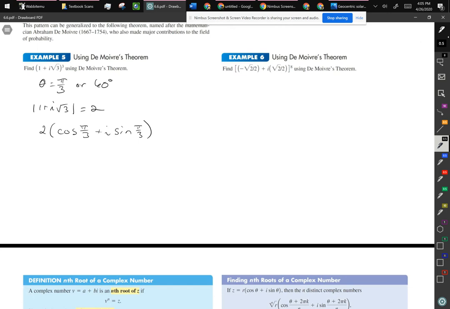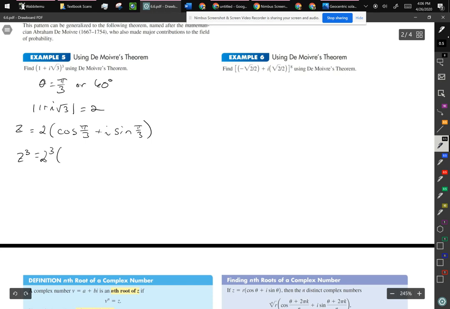And if I want to raise this to the third, so this is z1. If I want z to the third, actually I don't need the 1 because there's only one single complex number here. So z to the third would be, take your radii and it'd be 2 times 2 times 2. So that's 2 to the third. And then it would be pi over 3 plus pi over 3 plus pi over 3. So that'd be cosine of 3 pi over 3 plus i sine 3 pi over 3.